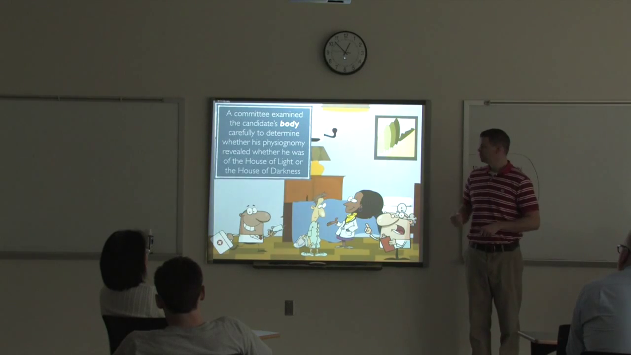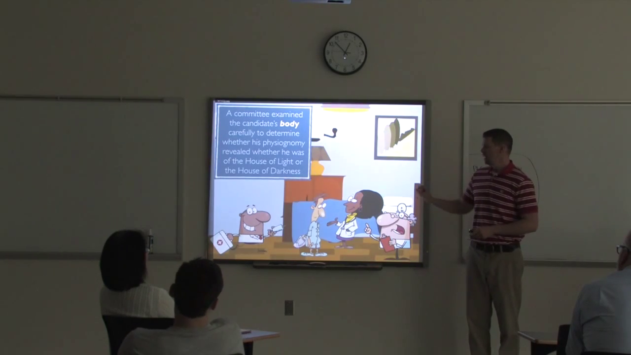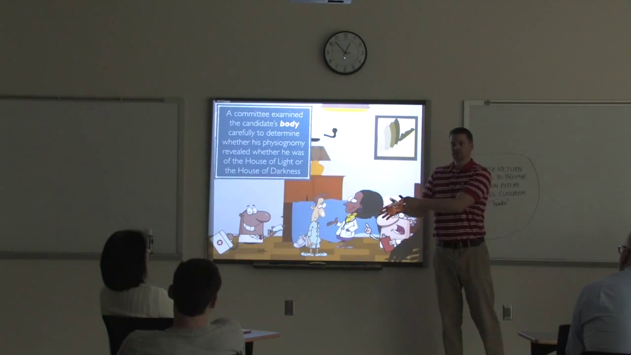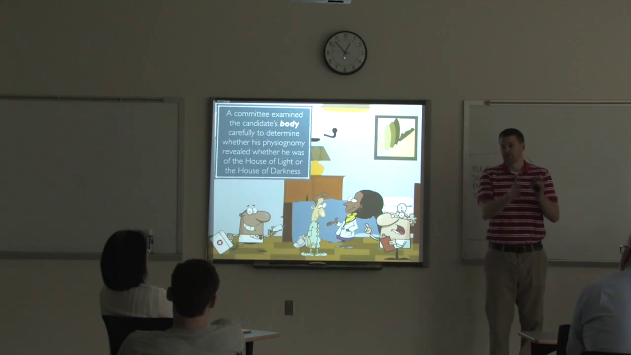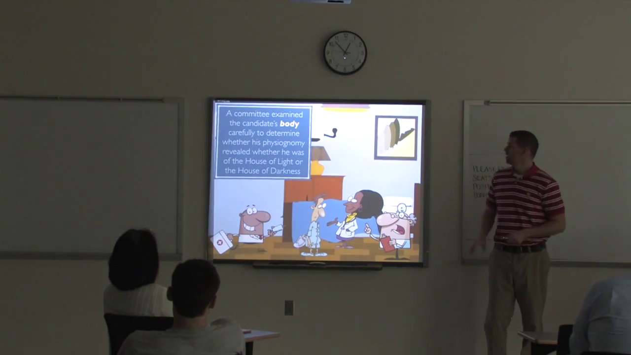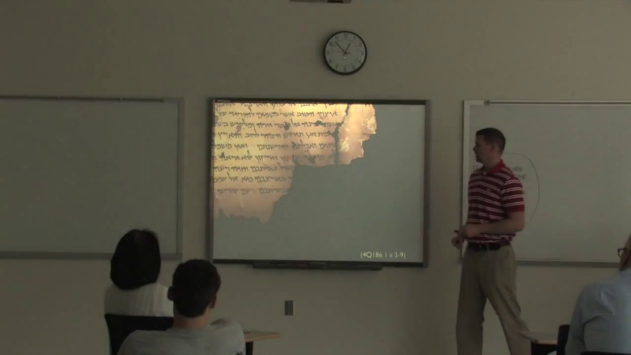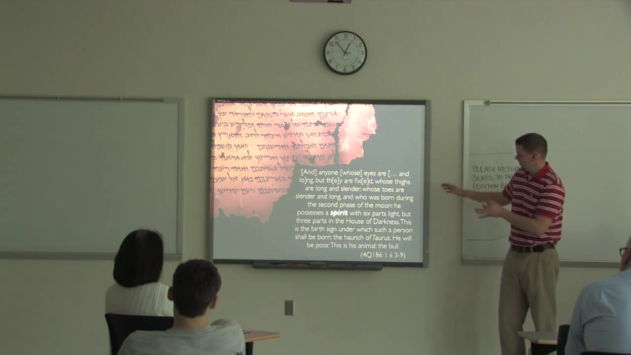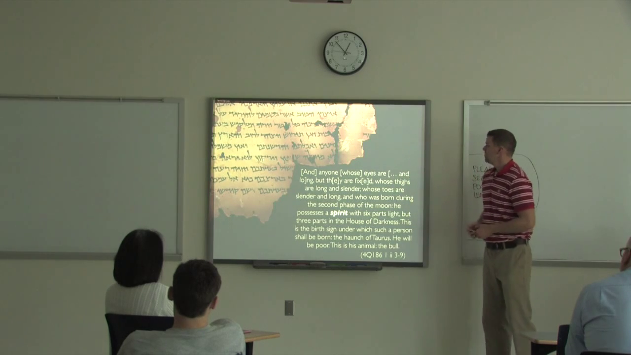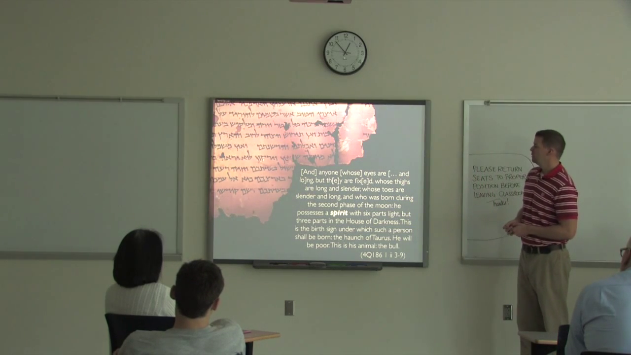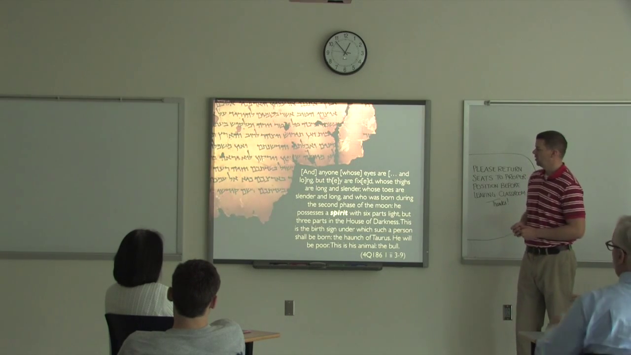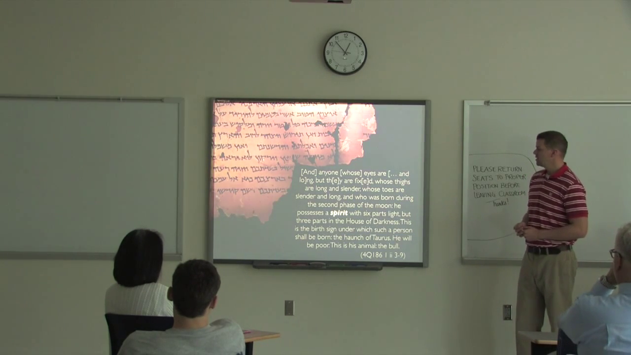Now, what this was is the group would get together and examine you, especially your facial features, your body features, and they would look at you because they thought that the way you looked, the way your body was structured, told whether you were part of God's community or you were part of the devil's community. You're good or bad based on what you look like. Now notice this text. Here's one of the texts. It says, and anyone whose eyes are, and it cuts off here so we can't see what it says, and they're long, but they are fixed, whose thighs are long and slender, whose toes are slender and long, and who was born during the second phase of the moon.